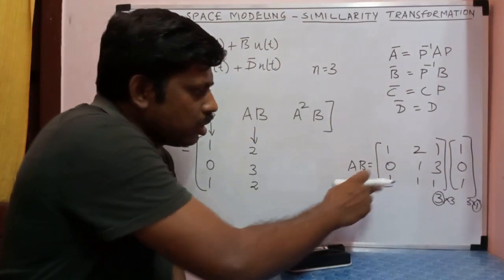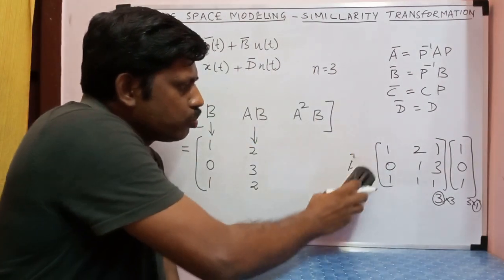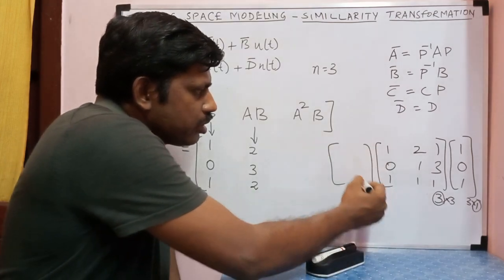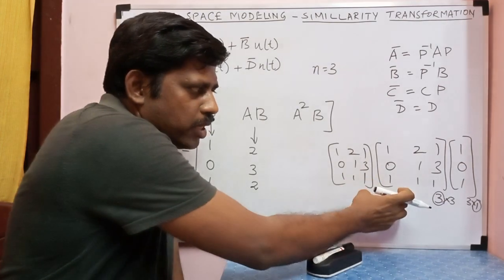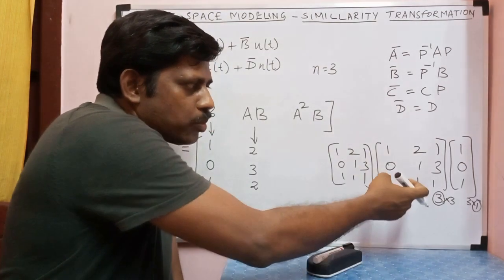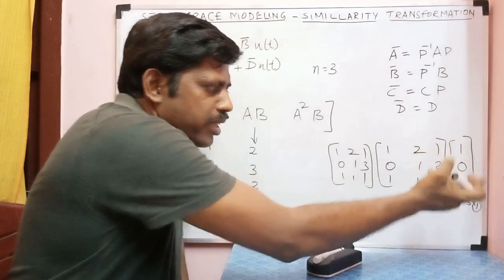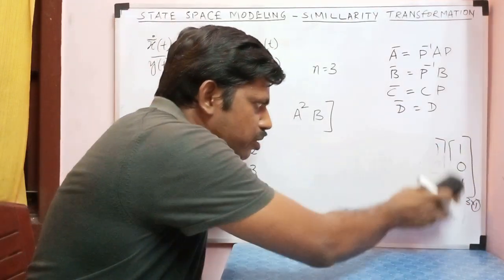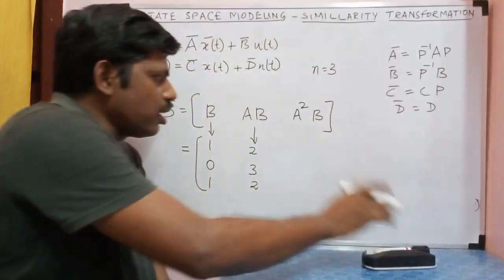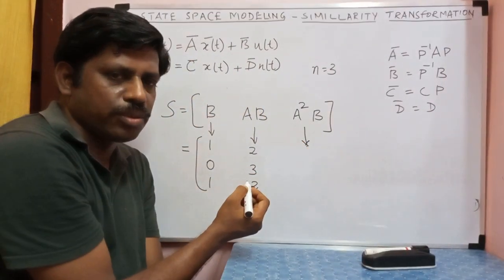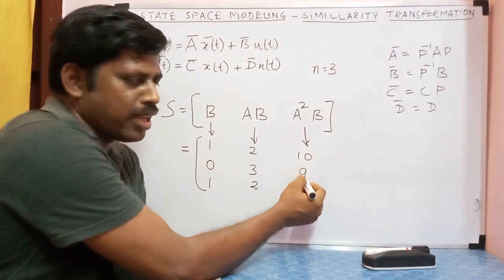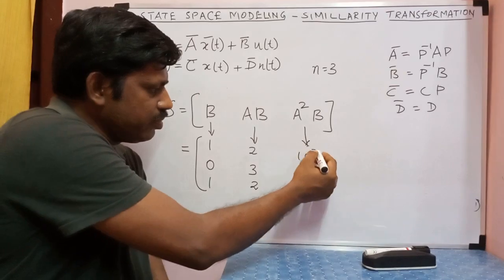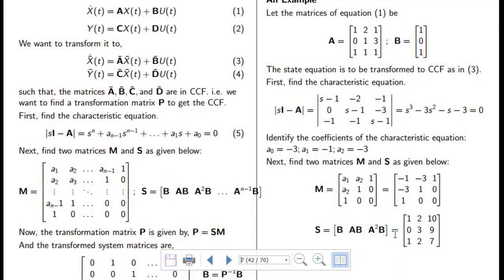Similarly, what is A square B? You have to put one more A here: 1 2 1, 0 1 3, 1 1 1. Now multiply these two matrices first, then that product matrix has to be multiplied with this vector. Again you will get a 3 cross 1 vector. That 3 cross 1 vector you have to write here, and you will see that you get 10 9 and 7. This is the S matrix.